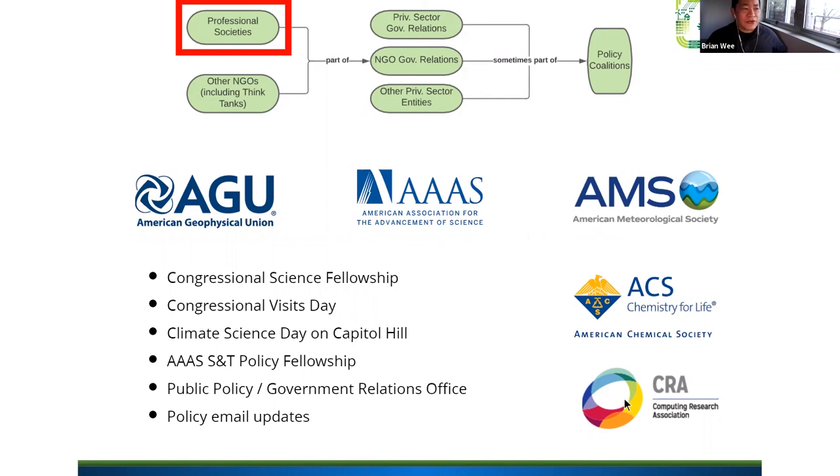And if you're interested in things like compute infrastructure or even privacy, some of the data privacy laws, the CRA covers some of this. I'm going to highlight another place in a slide or two that covers things like this. But for our early career scientists who are listening right now, the Congressional Science Fellowships offered by places like AGU and American Chemical Society here and AMS, it's a way for our scientists to get into policymaking. For example, the Congressional Science Fellowship, they will place you in congressional offices.